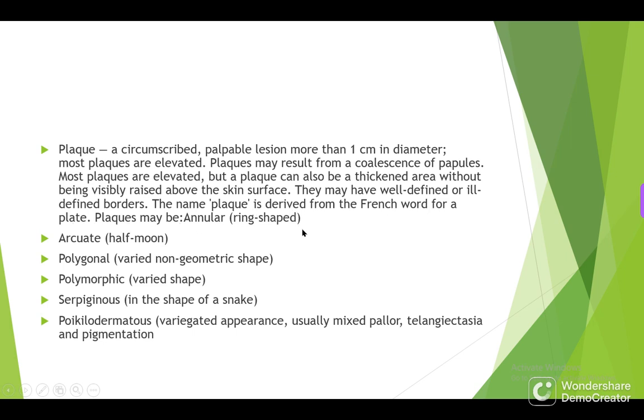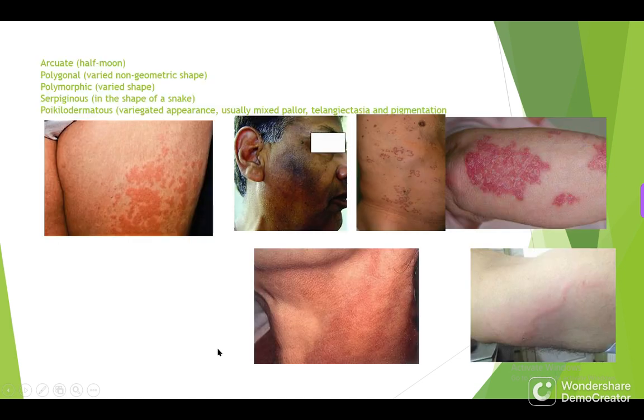A plaque may be annular, ring-shaped. Arcuate, half-moon shaped. It may be polygonal, a varied non-geometrical shape. Polymorphic, varied shape. It may be serpiginous, in the shape of a snake, and poikilodermatous, a variegated appearance, usually mixed pallor, telangiectasia, and pigmentation. As you see here, the lesions are arcuate, half-moon shaped, and polymorphic, different types of shapes.